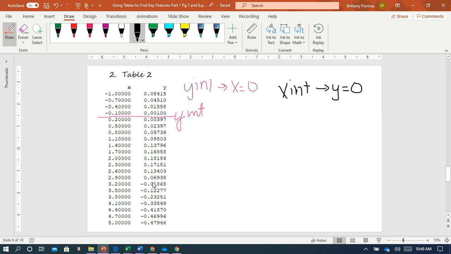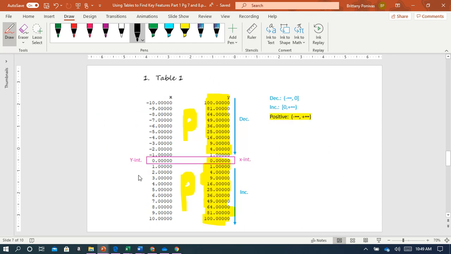So we go from negative to positive, which means there is a sign change, which means your x-intercept would be right here. So again, we can't see y equals 0 in the table specifically, so we're just going to point where it's going to be.